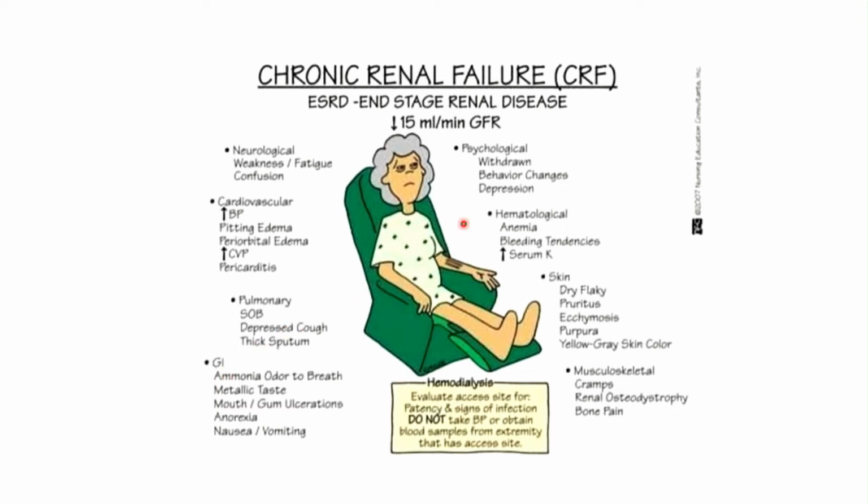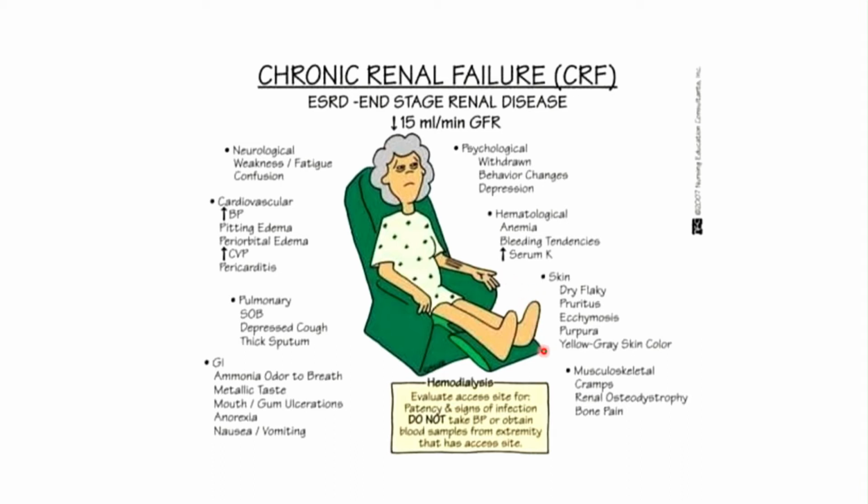Hematologically, the patient usually presents with anemia because there is a decrease in the secretion of erythropoietin, so there is a decrease in the production and synthesis of RBCs, and this leads to the development of anemia. There are bleeding tendencies, as there is a decrease in the number of platelets. In the skin, we can also see pruritus, ecchymosis, purpura, and so on.